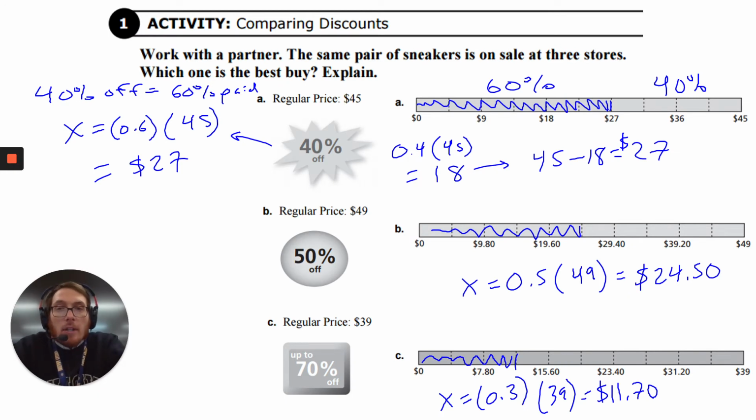All right, today what we're going to look at is discounts and markups. So this first example is just looking at 3 different situations and finding how much you paid for the item. So this says the regular price of the item was $45 and it's 40% off.